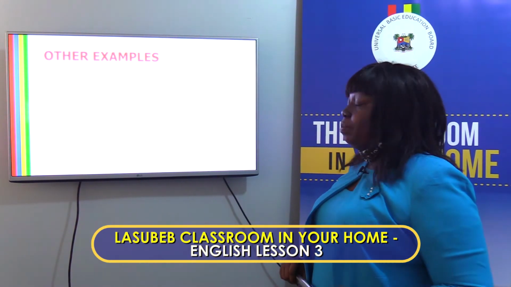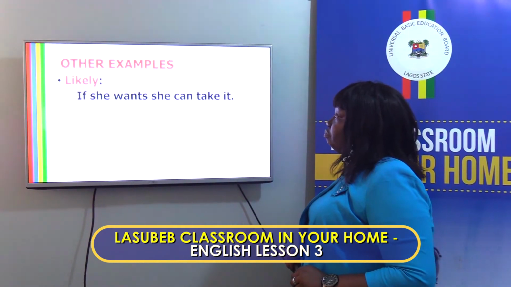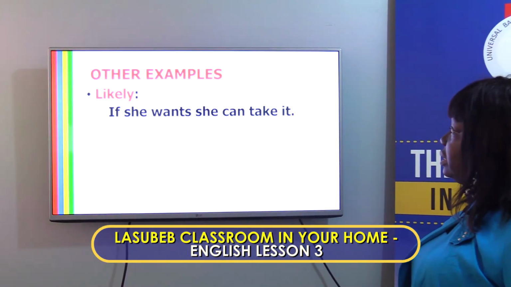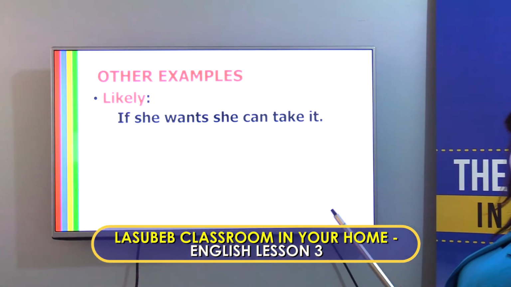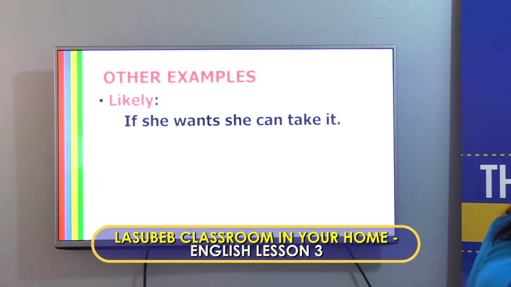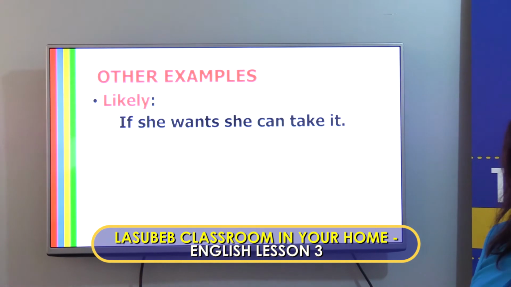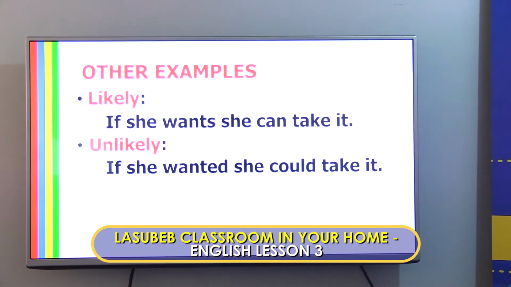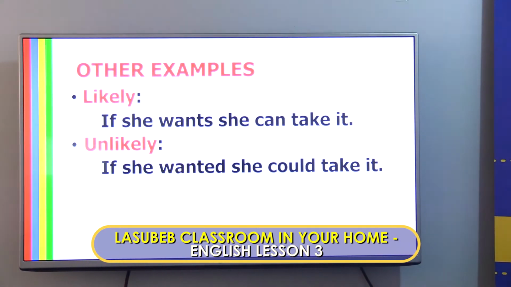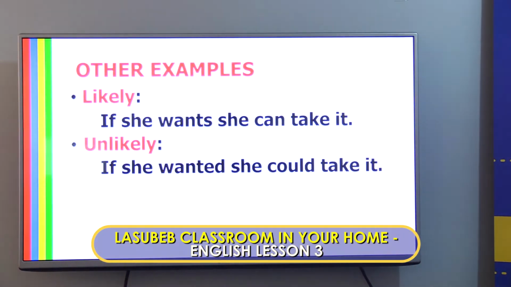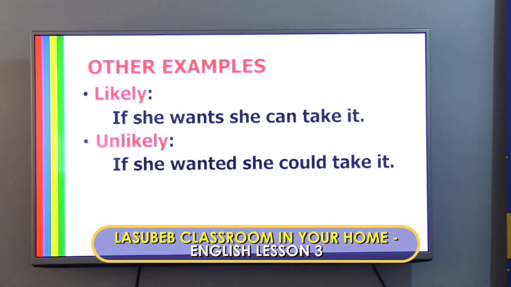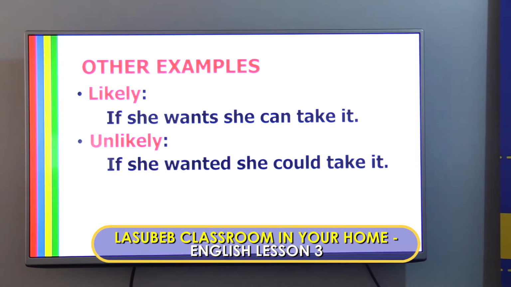Let's have more examples. An example of a likely condition is, if she wants, she can take it. That's a likely condition. An example of an unlikely condition is, if she wanted, she could take it.